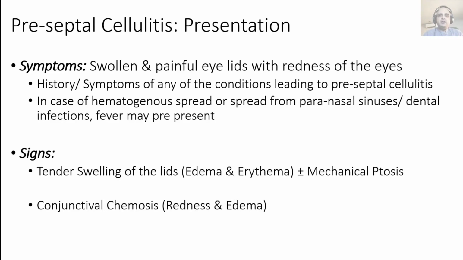The signs are, again, tender, painful, swollen lids, which are erythematous and edematous. Edematous is swollen, erythematous is red. Signs of acute inflammation with or without mechanical ptosis. The eyes might be closed, they might be able to open. You will have some level of conjunctival congestion as well, simply because the palpebral conjunctiva, which lines the undersurface of the lid, continues on as the bulbar conjunctiva.